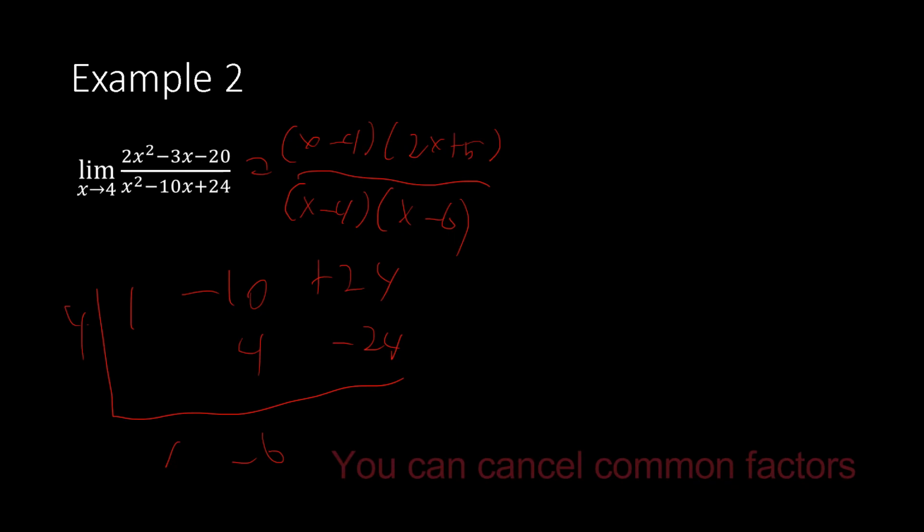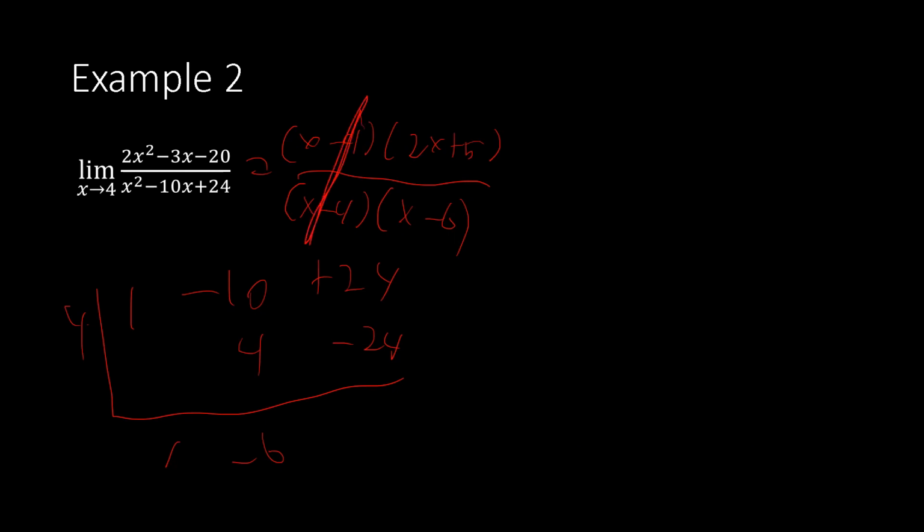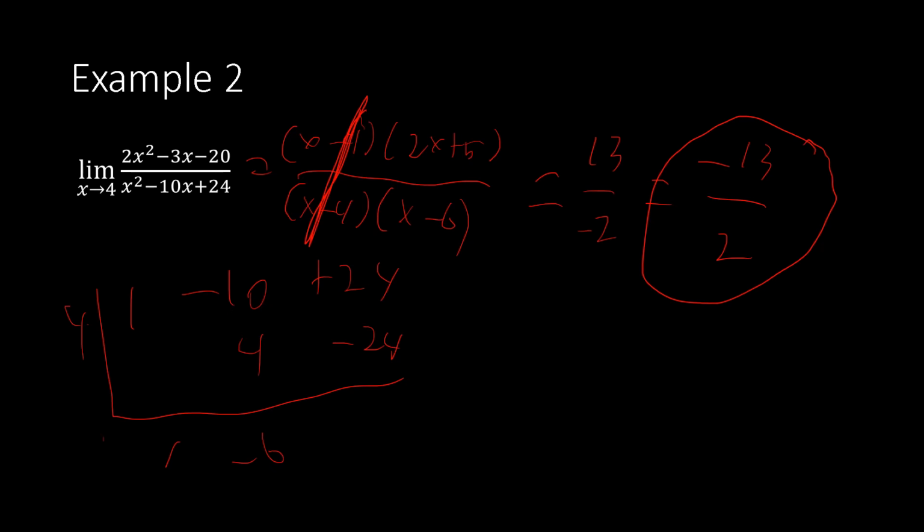Even though x equals 4, we are allowed to cancel this factor because we're taking the limit. So now we're just going to plug in x equals 4 to this expression here. So we're going to have 13 over negative 2, or negative 13 over 2. And that is our answer. That's the value of this limit.